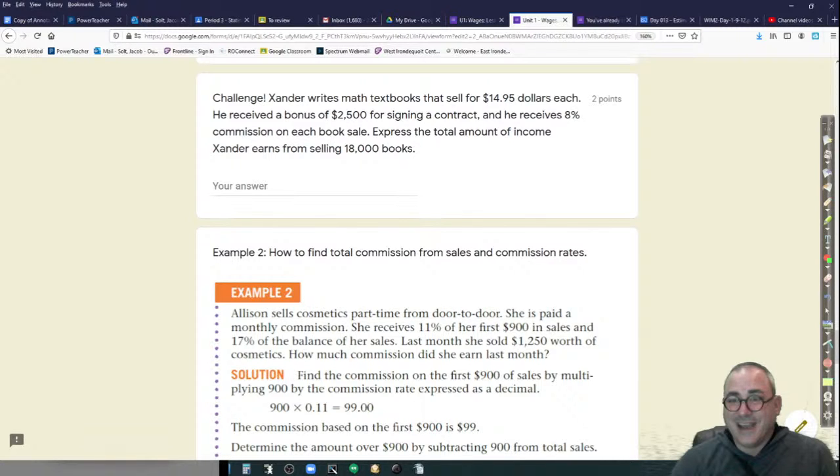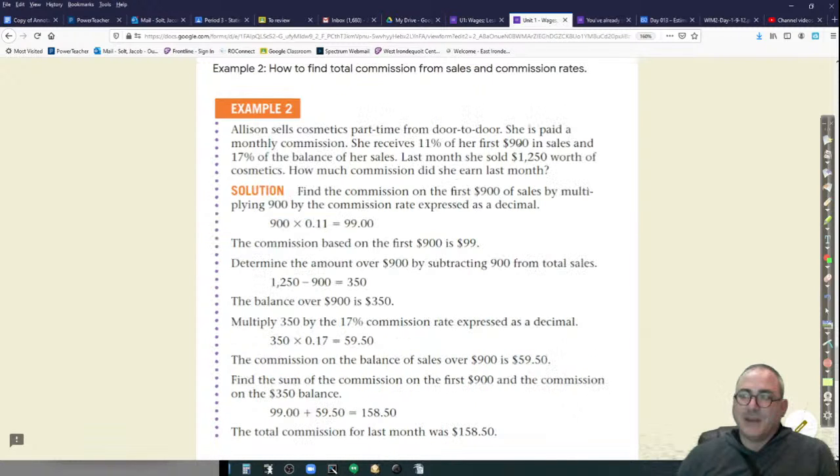Example 2. How to find total commission from sales and commission rates. All right, so Allison sells cosmetics part-time from door to door. She is paid a monthly commission. She receives 11% of her first $900 in sales, and then 17% on the balance of her sales. So 11% of the first $900 of cosmetics sold. She's going to get 17% commission rate on anything over $900. Last month, she sold $1,250 worth of cosmetics. How much commission did she earn last month?